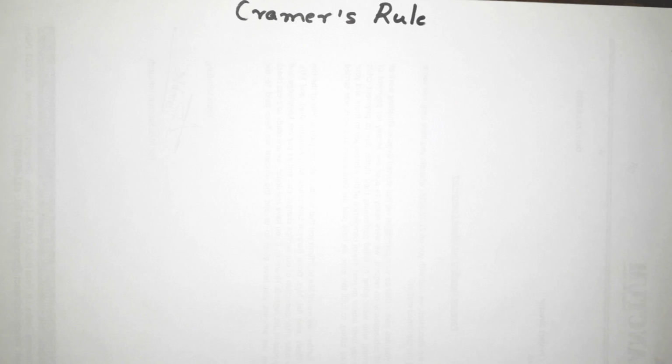Friends, today we are going to study about Cramer's rule of two variables, that is 2 into 2 matrix. Cramer's rule, or solving the equation by Cramer's rule, is one of the very easiest methods of solving for the values. Now let us study Cramer's rule for a 2 into 2 matrix.